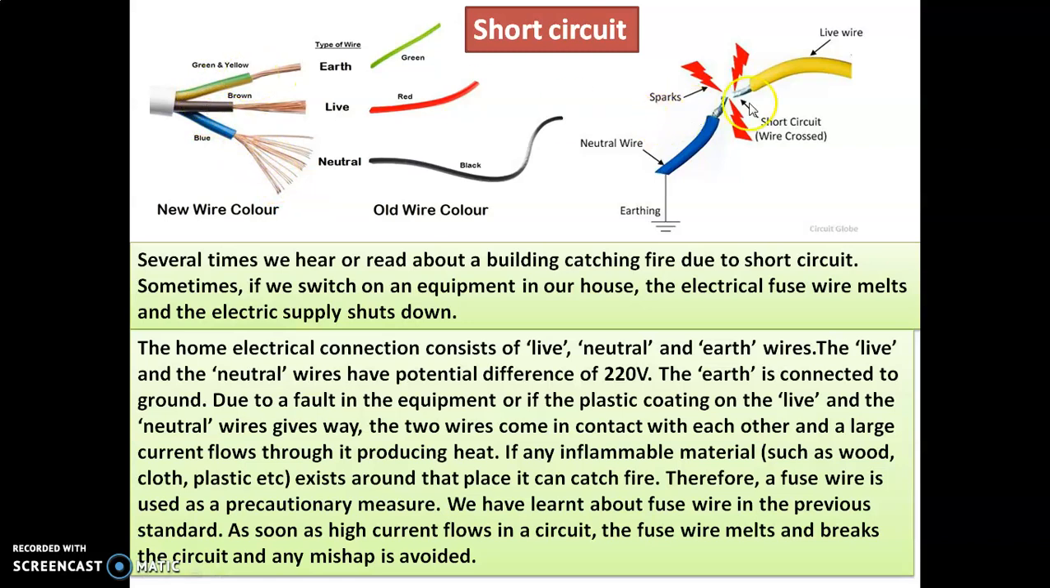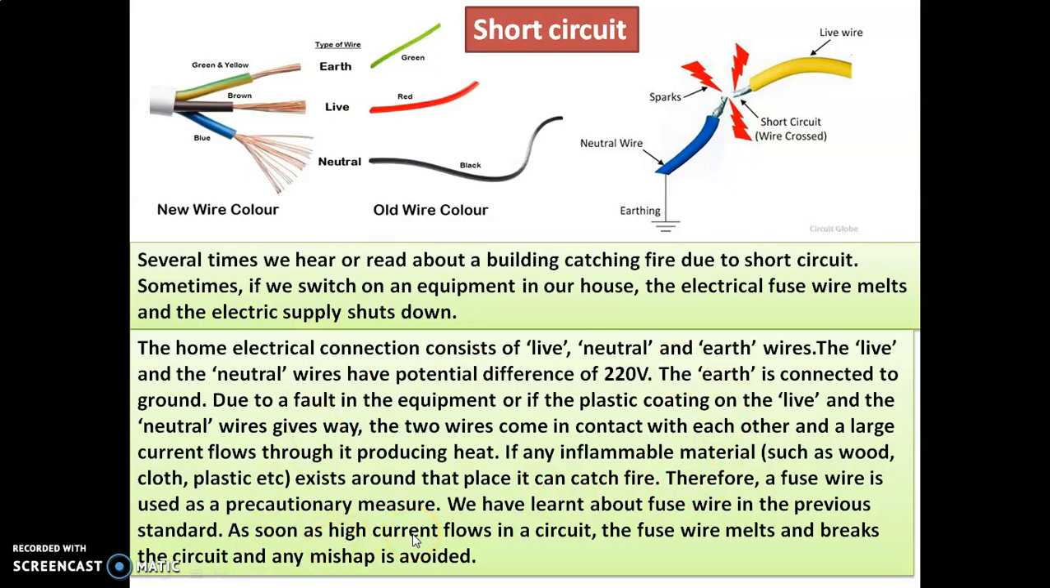Now sometimes what happens, as you can see here, is that due to certain things, maybe the coating of the neutral wire and the live wire goes. Then the neutral wire and the live wire come in contact with each other, and that results in what is called short circuiting, because two wires come in close contact with each other. If any inflammable material is around that place, it can catch fire. So therefore a fuse wire is used as a precautionary method.